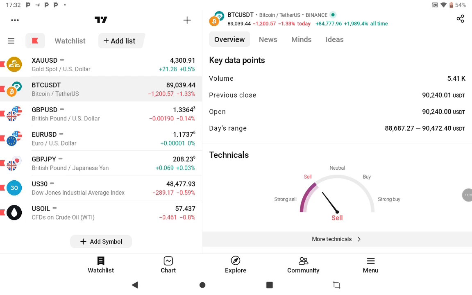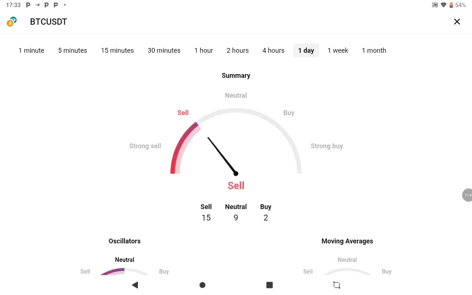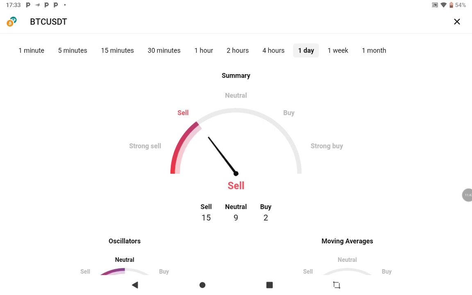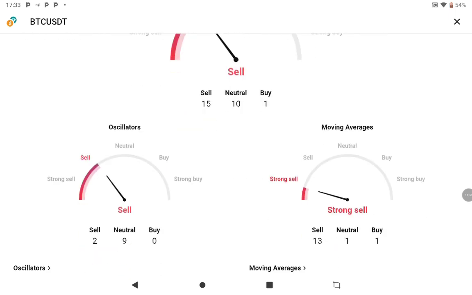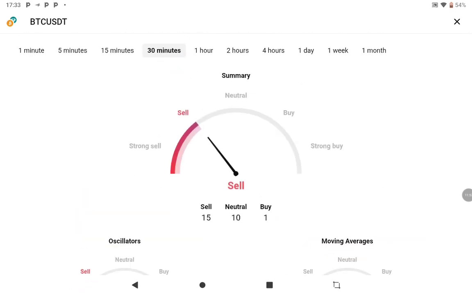Right now, I think it's currently on the daily. It's showing the data of the daily, if I'm not mistaken. So yeah, it's on the daily, I told you. So I want to see like 30 minutes. On 30 minutes you can see strong sell here. Strong sell. Everything is just sell about BTC right now.